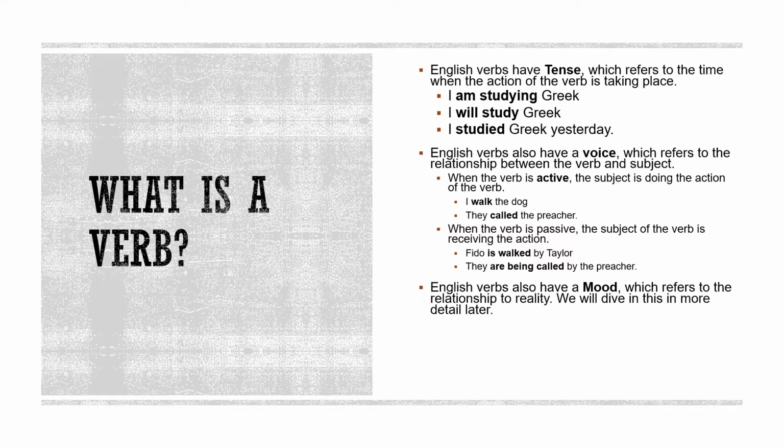English also has voice, which refers to the relationship between the verb and the subject. When the verb is active, the subject of the verb is doing the action, such as I walk the dog or they call the preacher. On the other hand, when the verb is passive, the subject of the verb is receiving the action. Fido is walked by Taylor or they're called by the preacher. English verbs also have mood, which refers to the relationship to reality. We'll dive into this in more detail in another lecture.